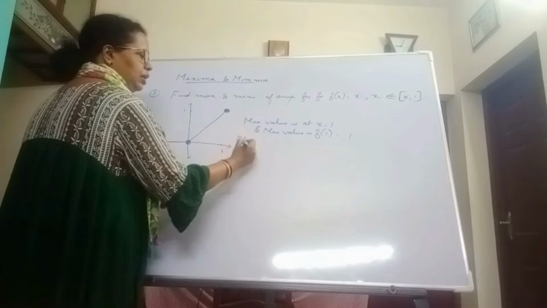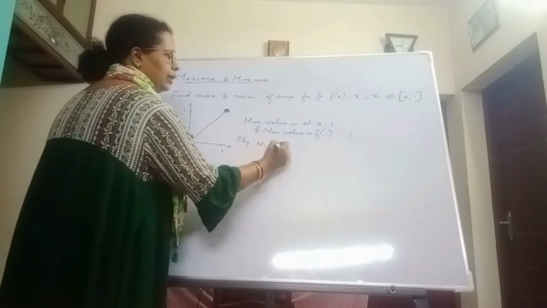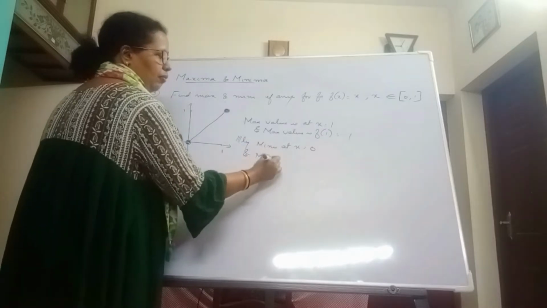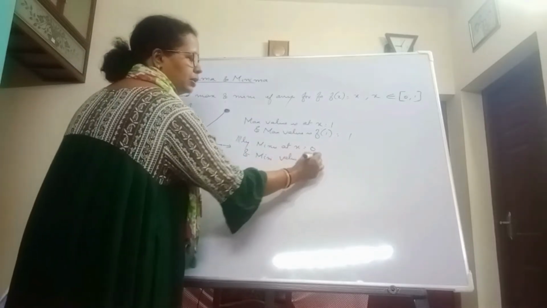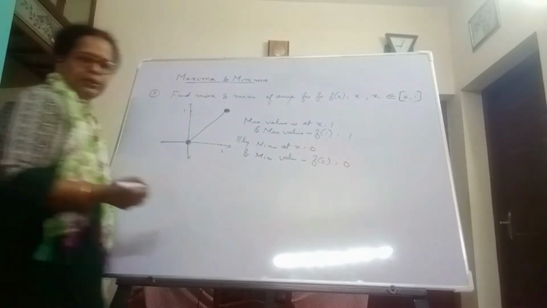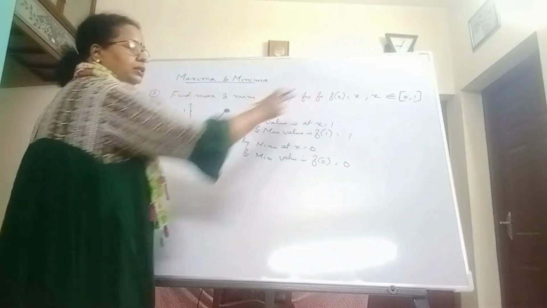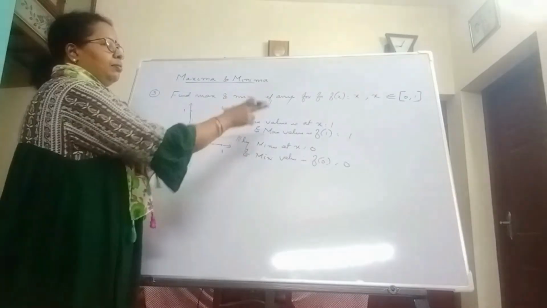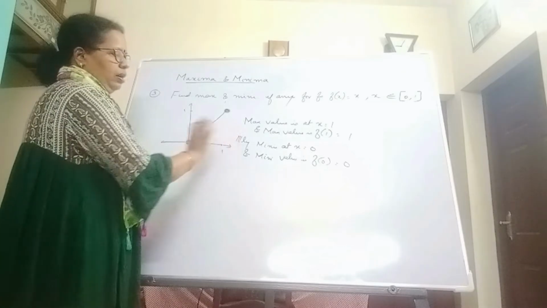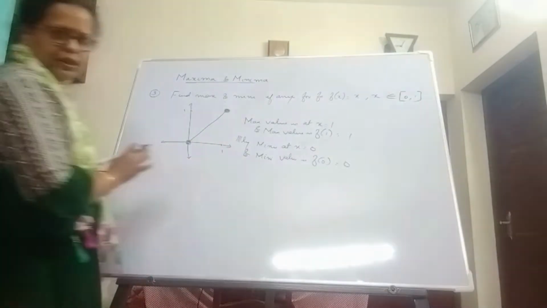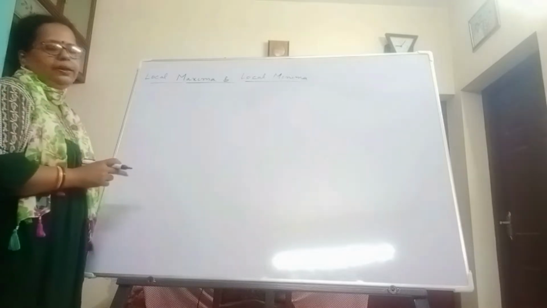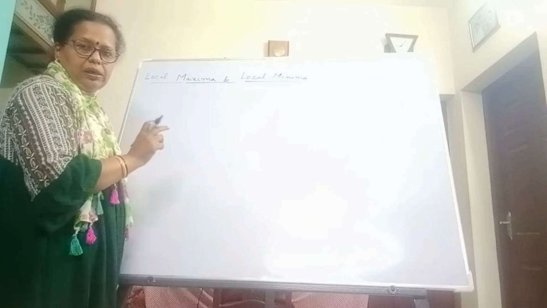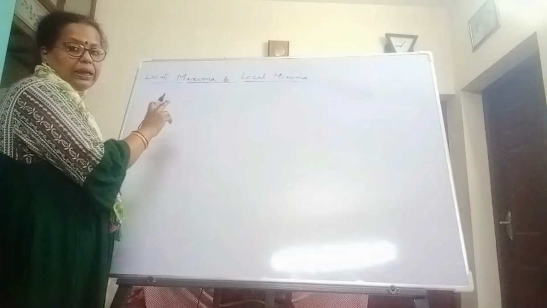Similarly, what is the minimum? Minimum at x equal to 0 and the minimum value is f of 0. What is f of 0? It is equal to 0. So when the function is defined in the closed interval 0, 1, minimum and maximum exist, but when it is defined in the open interval 0, 1, minimum and maximum do not exist. Next is local maxima and local minima. Local means in that locality. When we take an interval, that is called the locality or the local.